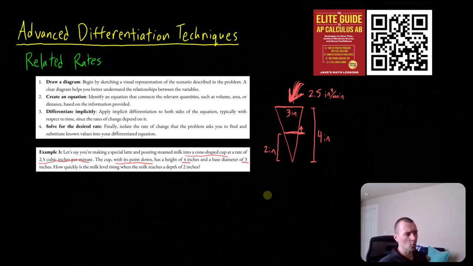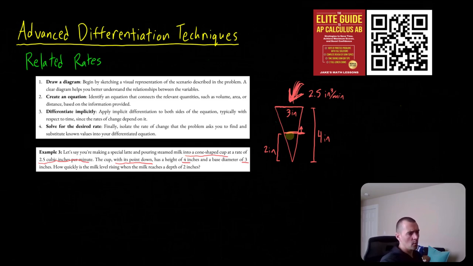So typically your equation is going to be some sort of equation that connects, like it says here, the relevant quantities such as volume, area, or distance based on the information provided. In this case, we are dealing with a cone-shaped cup, and therefore, if we're pouring liquid into a cone-shaped cup, the liquid is going to fill that volume, and it itself will also be cone-shaped. That's obviously what happens when you pour milk into a cup. It takes on the shape of whatever the cup is.